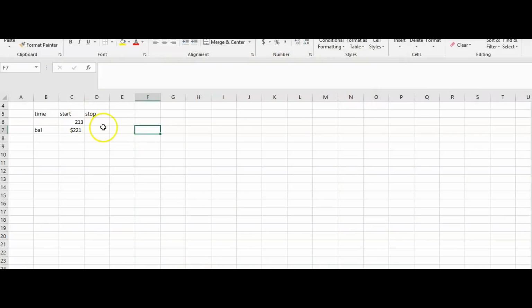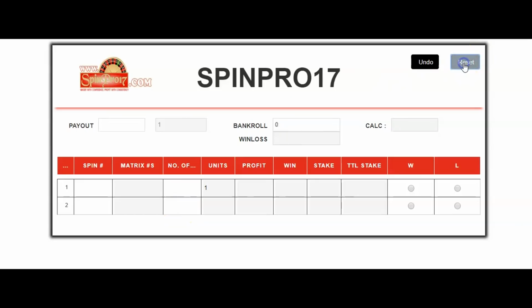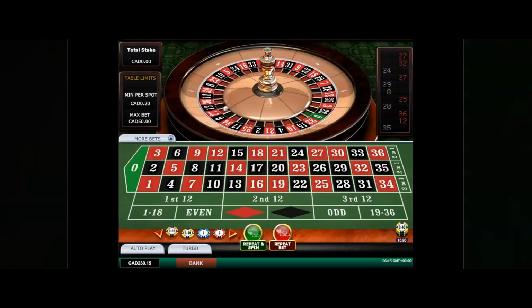Okay, so wait a minute, that's the same time. Oh, I have 214 now. So in 1 minute, I'm at 230. I just made $9, excuse me, in less than 1 minute. So we're going to reset. I'm going to put the time down. The number is 27. The time is 2:15. So let's put this in.